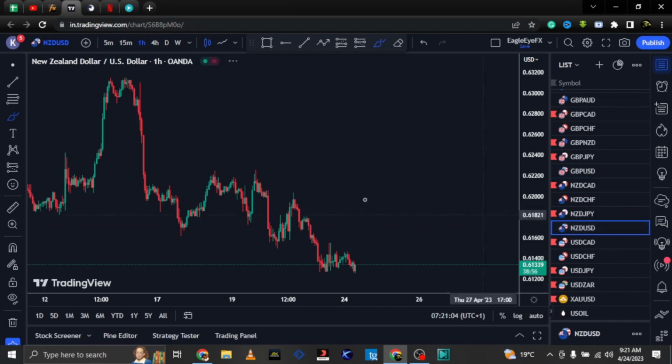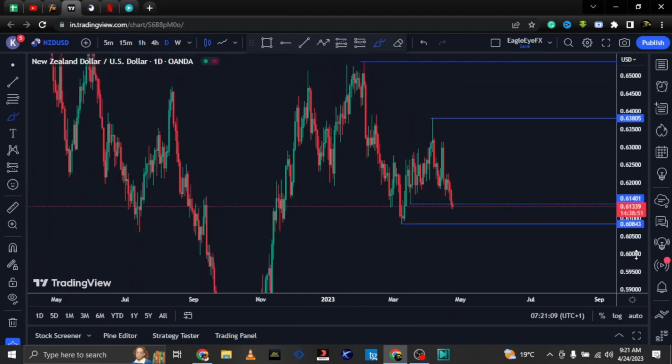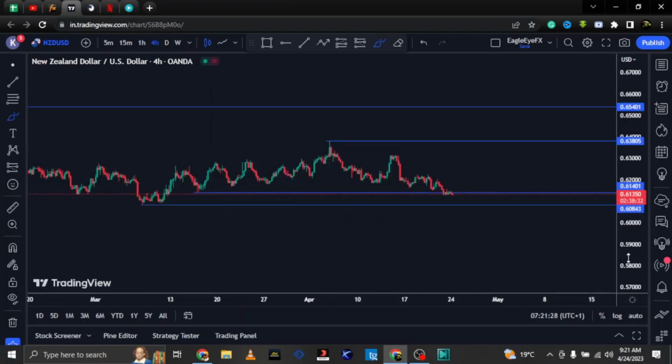So look at NZDUSD, same thing, same clear structure. We can see that we came from an impulse move on the daily time frame. We had a bigger correction over there. Then you can see that we actually broke out. We're looking forward to coming all the way to this level over there. So let's look at the 4-hour time frame.